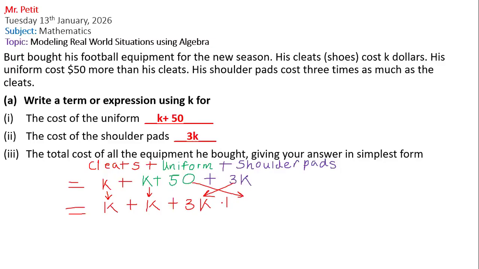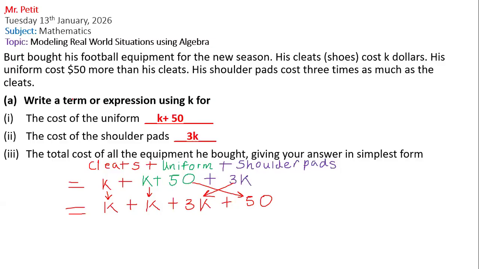The reason we put the 50 by itself is that 50 is an unlike term. It's a constant, it's not similar. Can we add or subtract unlike terms? No, sir. Definitely not. The only things we can add and subtract are like terms.